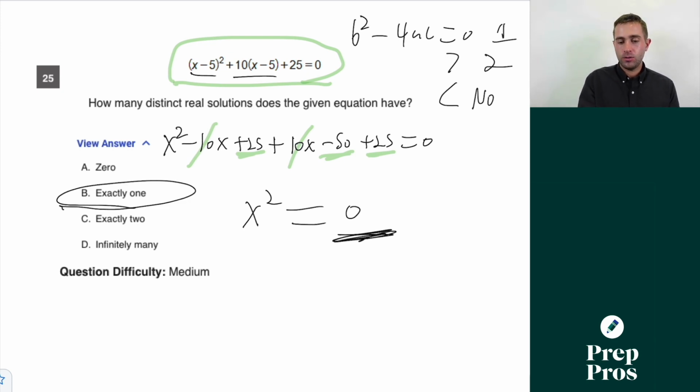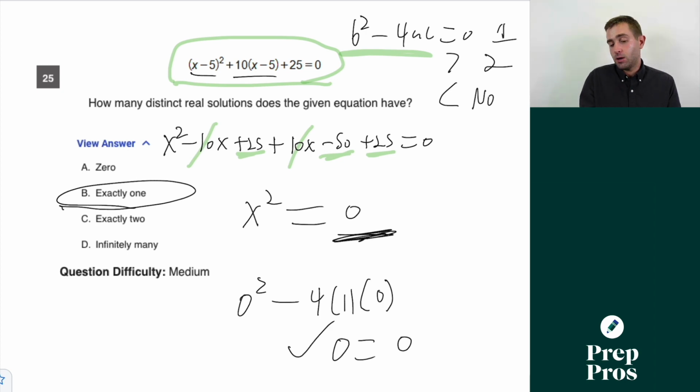I could use the b squared minus 4ac. I don't have a b value. I don't have a c value. So my a value is 1, but what I'm simply going to end up with is 0 squared minus 4 times 1 times 0. So I'm simply going to get 0 equals 0. I'm going to have 0 is my answer, so I'm going to get one real solution. That's how I could think of it in terms of my discriminant rules.